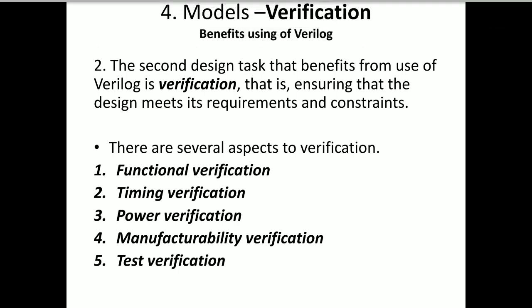Next is verification. The second benefit is verification. Verification means we can simulate the design. We can give the input combinations to the inputs by writing a test bench, and we can get the output as waveforms. There are several aspects of verification: functional verification, timing verification, power verification, manufacturability verification, and test verification. Functional verification means giving the input combinations and checking the outputs.